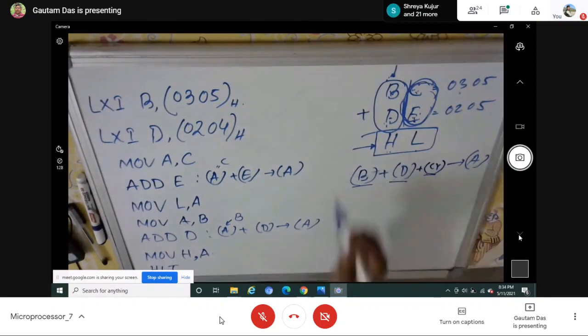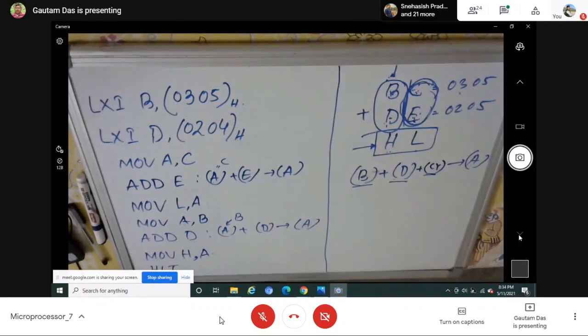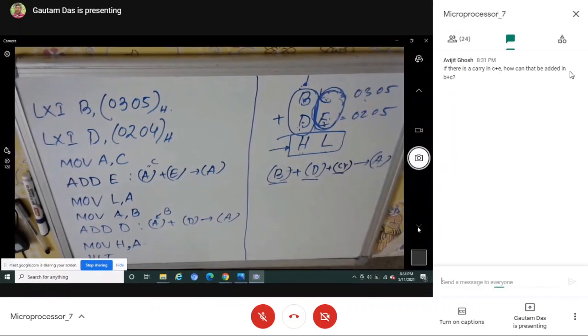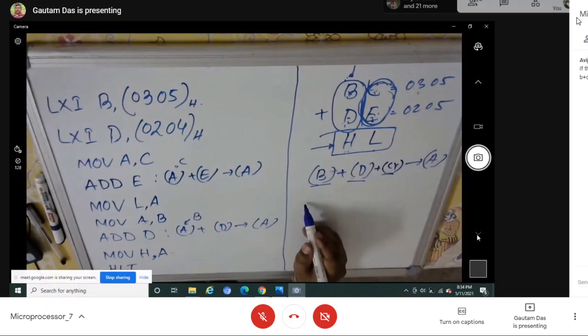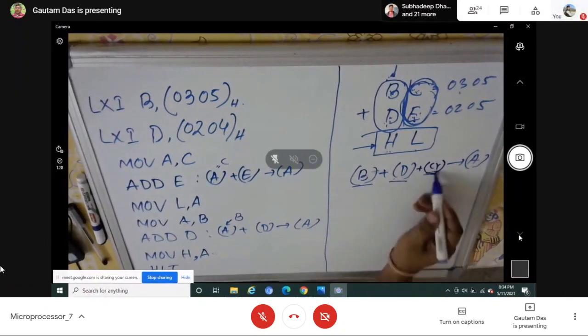To meet this, in the 8085 processor there is an addition instruction available which can do this particular operation: B plus D plus carry. That means carry information can also be added. That instruction is available in the 8085 processor. Every instruction may not be available in 8085, but this instruction is available, and the opcode for this instruction where we can add carry is ADC.